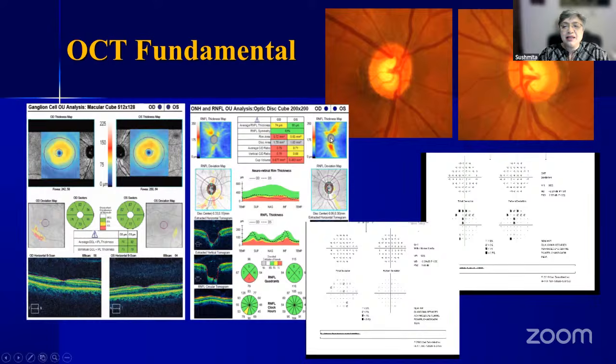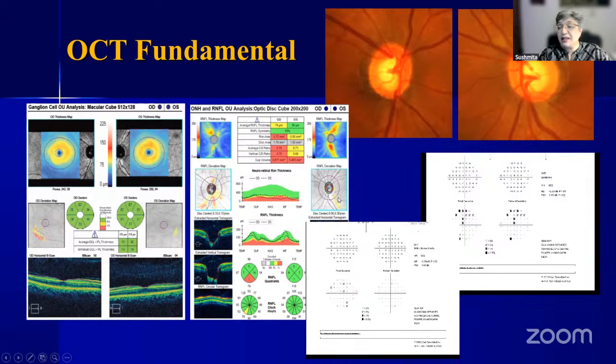So if you see here, the red means it's robust, it's thick, the yellow is a little thinner, and the blue is very thin. So you can see this is the normal distribution in the left eye. This is a normal distribution of the RNFL, where the superior temporal and inferior temporal have the thickest RNFL and the rest are blue. Whereas here, since it's blue, you can make out that there's RNFL loss, which is shown here. The next is a deviation map.